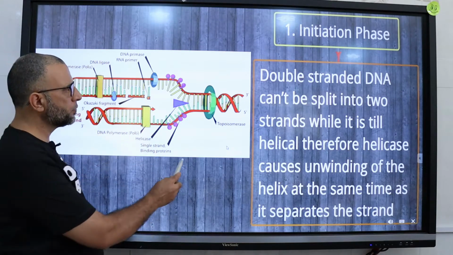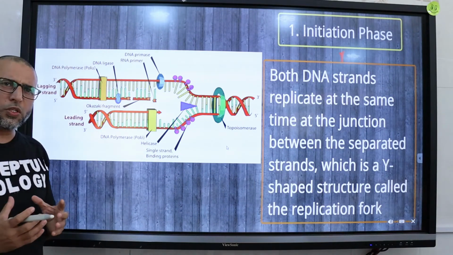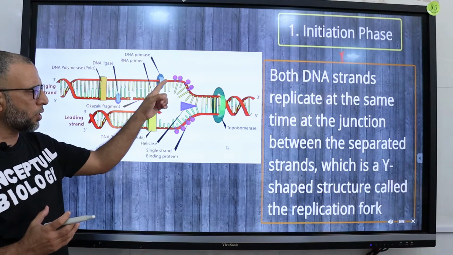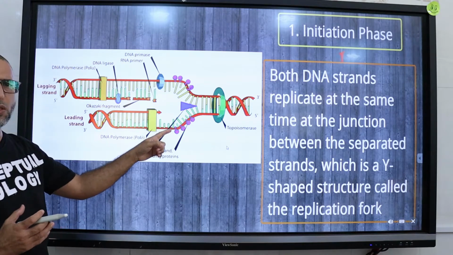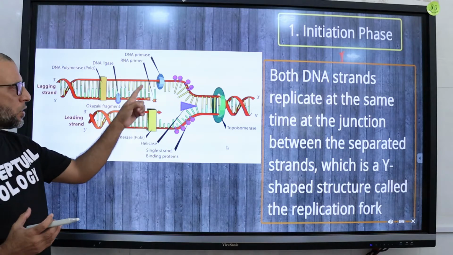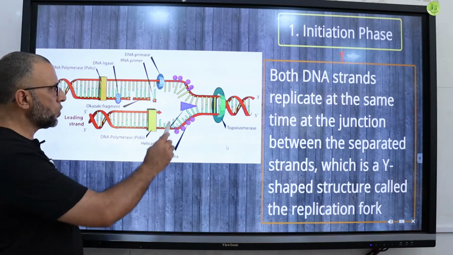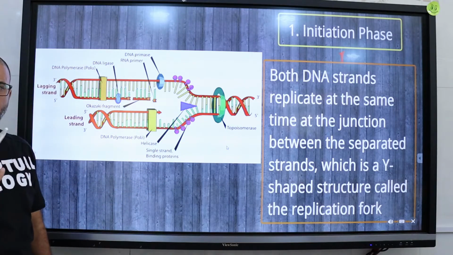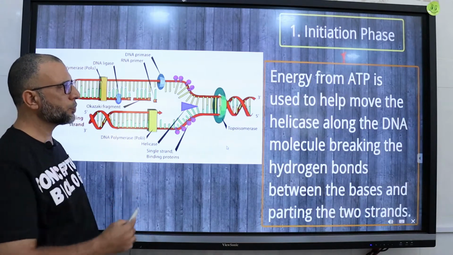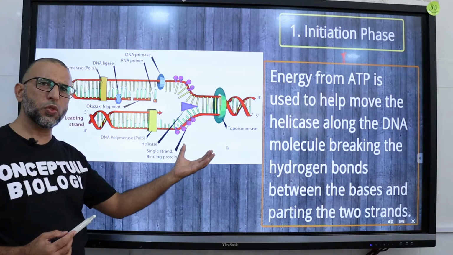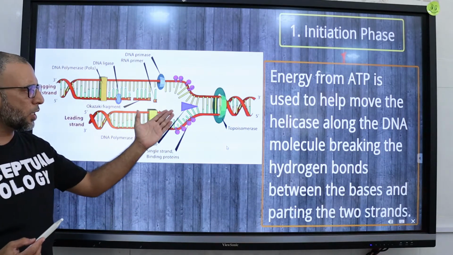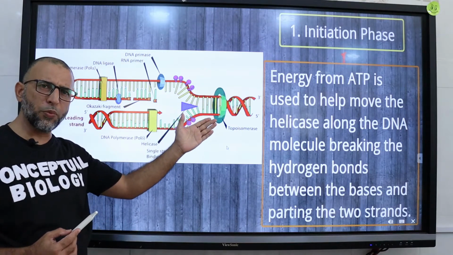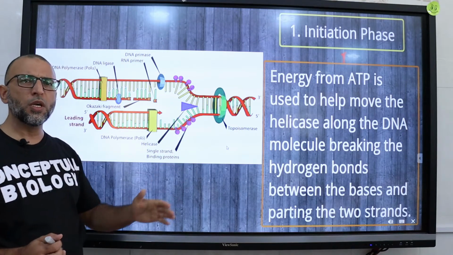Now, both DNA strands replicate at the same time at the junction between the separated strands, which is a Y-shaped structure called the replication fork. So, this is the point known as replication fork, where DNA synthesis takes place. Energy from ATP is used to help move the helicase enzyme along the DNA molecule, breaking the hydrogen bonds between the nitrogenous bases and parting the two strands.